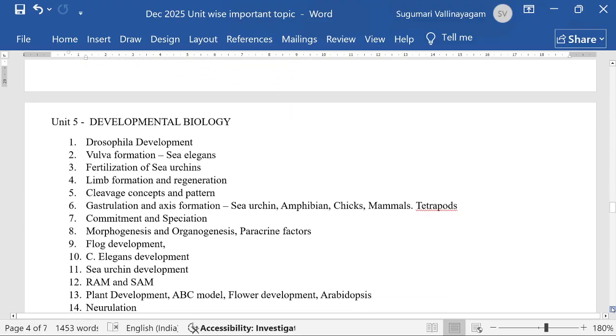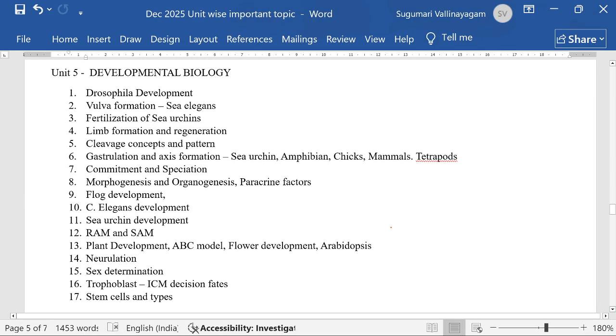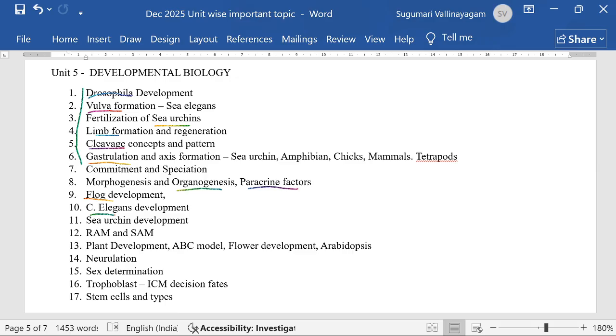Next is a developmental biology concept. Here: Drosophila development, vulva formation, fertilization of sea urchins, limb formation, cleavage concept, gastrulation. These first 6 concepts are very important, the most important. Apart from that, some other important concepts in developmental biology are organogenesis, paracrine factors, frog development, C. elegans development, and sea urchin development. From these 3, this theory is very important.